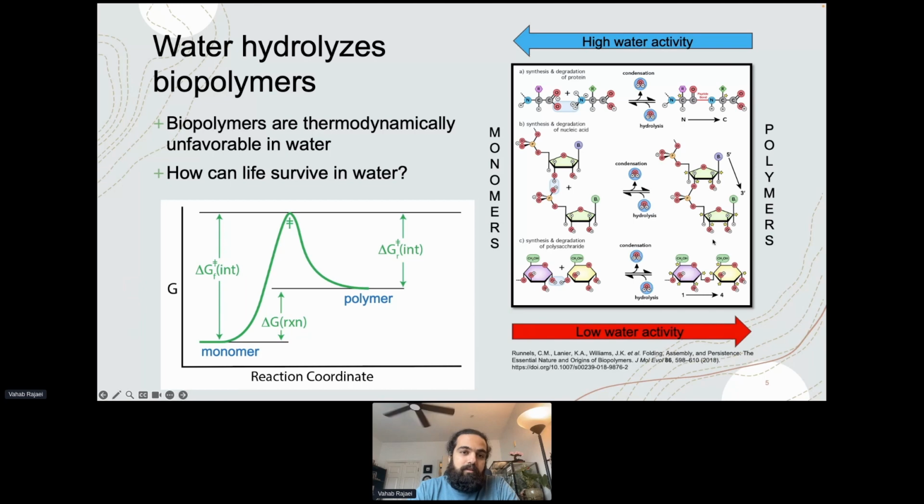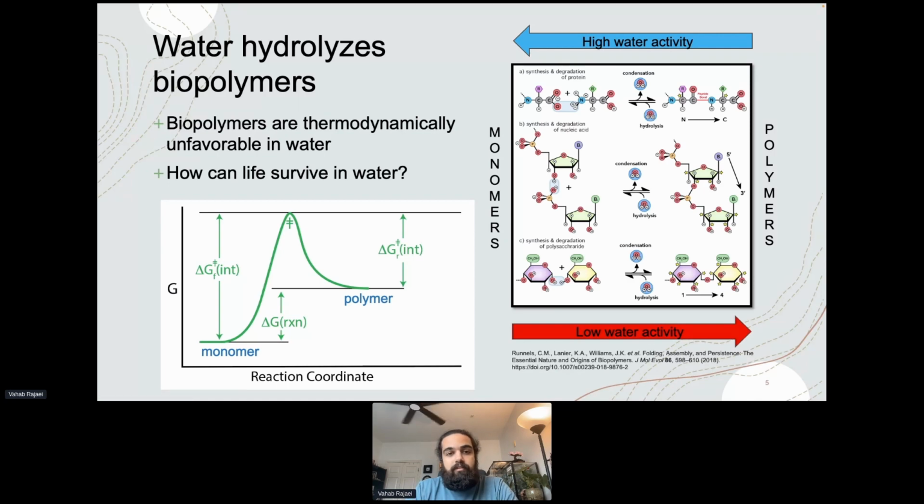We can see this also illustrated with some of the representatives of biopolymers in life. So all of life has proteins, it has nucleic acids like RNA and DNA, and it has polysaccharides. These polymers are essential to all of life as we know it. And every single one of these polymers can be broken down into their monomers in a high water activity environment. And those monomers can also be driven towards polymerization in a lower water activity environment. So it kind of outlines this dynamic relationship between water activity and these polymers.